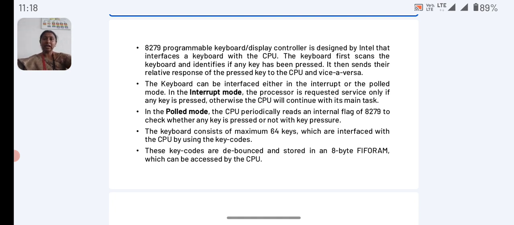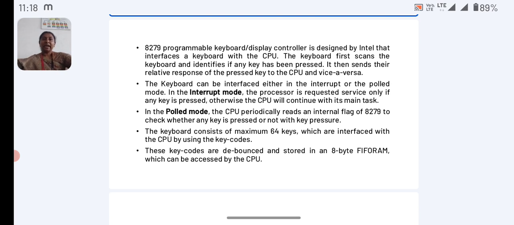We'll see about the keyboard and display in detail. It is a programmable keyboard and display controller designed by Intel, where it interfaces a keyboard with the CPU. The keyboard first scans the keyboard and identifies if any key has been pressed. It then sends the relative response of the pressed key to the CPU and vice versa.